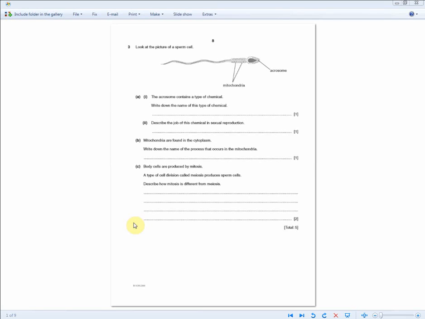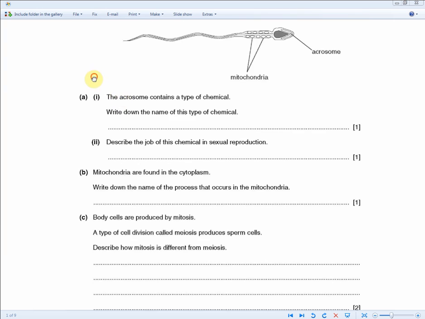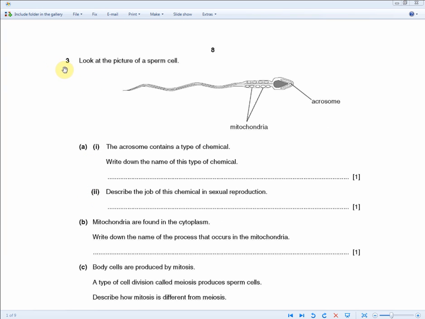So we'll move on to the next set of exam questions about the divide and rule section of the revision guide. So let's zoom in and begin. You're being asked to look at the picture of a sperm cell as shown. You've got the acrosome and the mitochondria, but the more important part is the acrosome. The acrosome contains a type of chemical. Write down the name of this chemical.